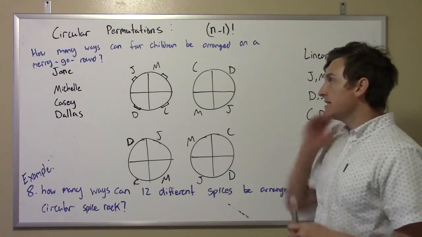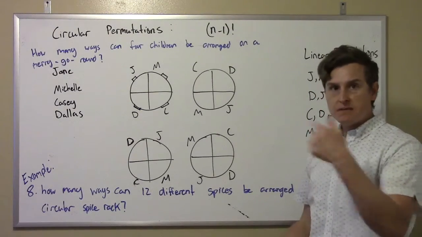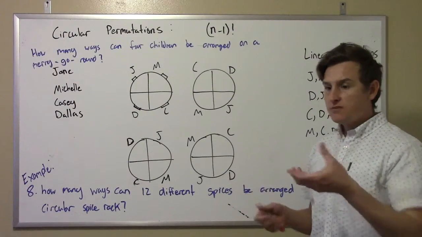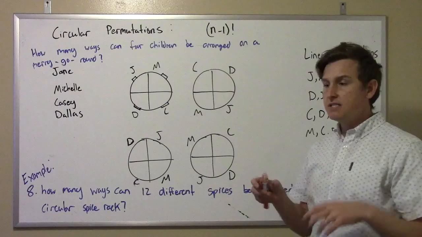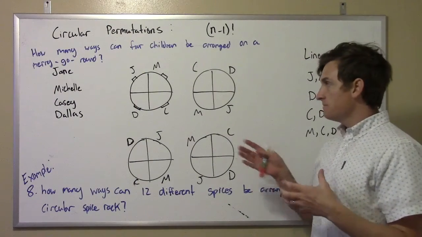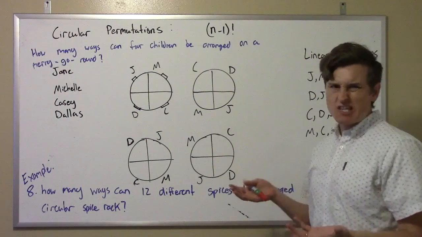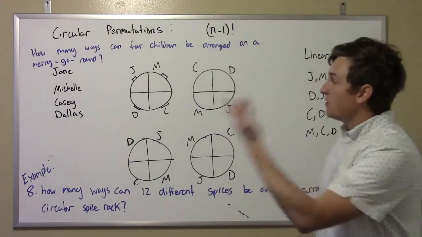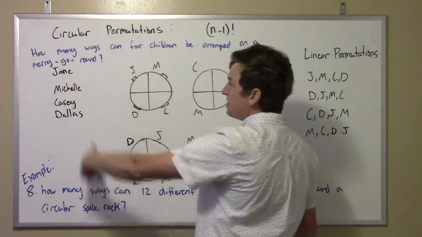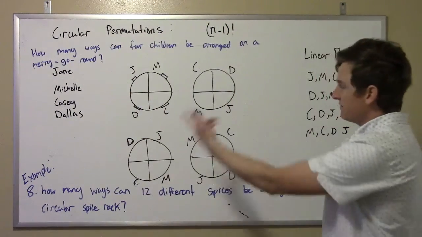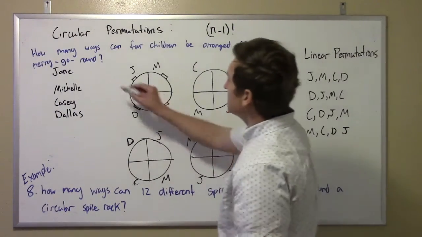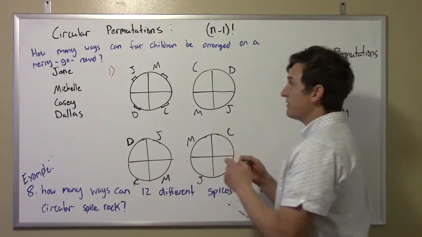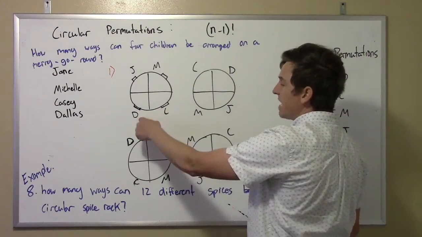So the idea here is that the merry-go-round can spin, right? So if you spin the merry-go-round and the kids don't get off and move positions, then there's a few different positions that actually kind of look the same. So here we have these 4 children, Jane, Michelle, Casey, and Dallas, and I've just arranged them on this merry-go-round, right? So this is the first ordering, okay? So we have Jane, Michelle, Casey, Dallas, okay?